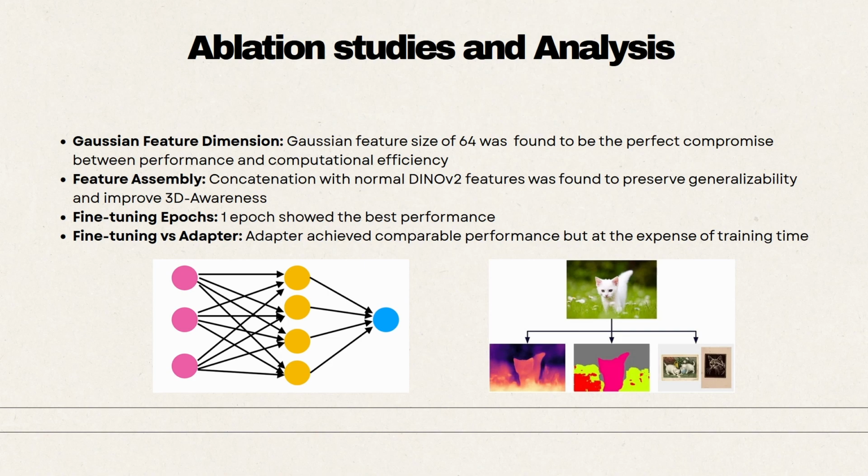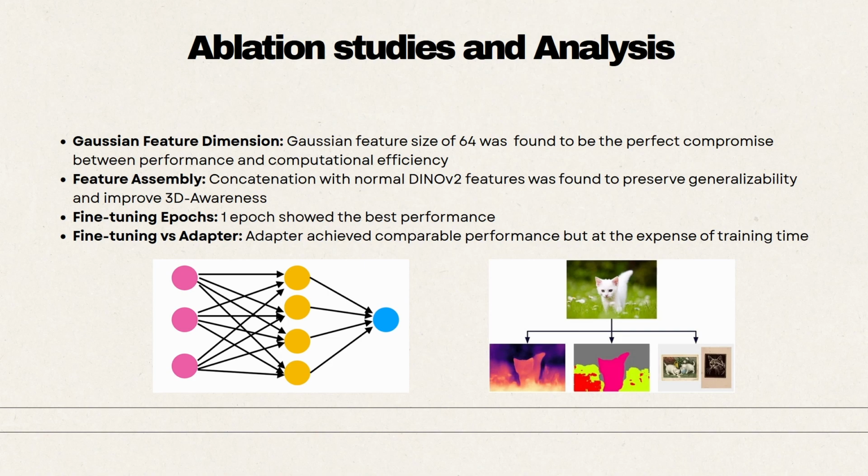The next is feature assembly strategy. Different strategies for combining the fine-tuned features with the original DINOv2 features were explored, including simple addition, linear fusion, and concatenation. The results indicated that simple concatenation was the most effective strategy, successfully integrating the learned 3D awareness while preserving the original model's generalization capabilities. This finding reinforces the complementary nature of the 3D aware features.